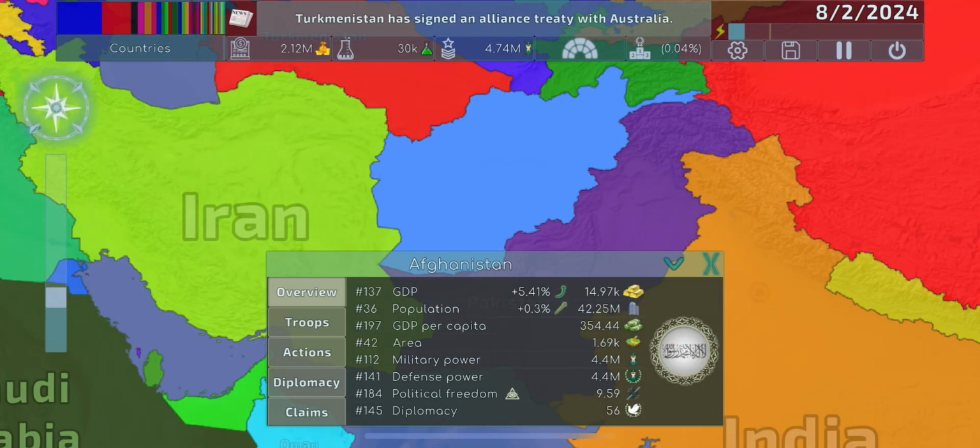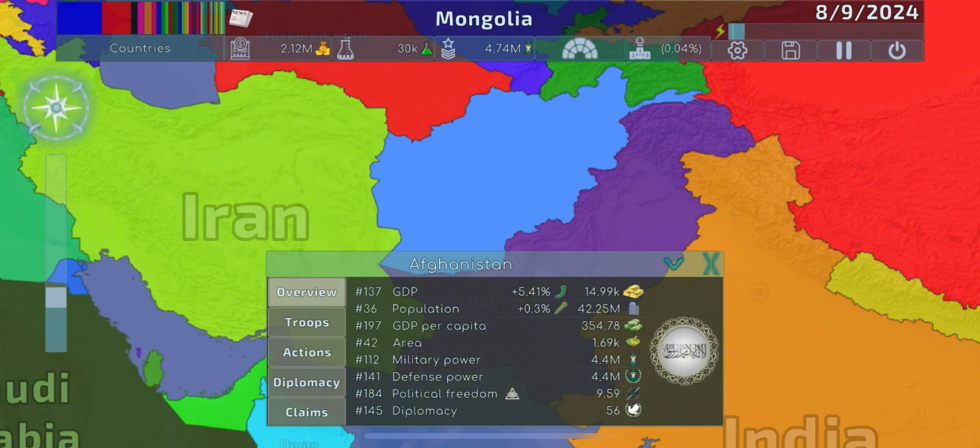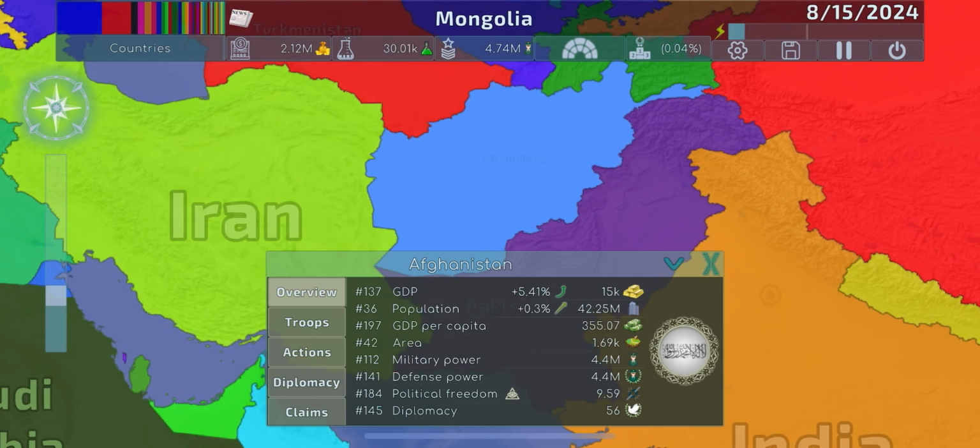The lower your GDP per capita in this game, the faster your economy will grow. For example, Afghanistan here. The only important thing to note is that this is not sustainable in the long run. If your GDP per capita is really low, then you're probably not going to turn out too well.